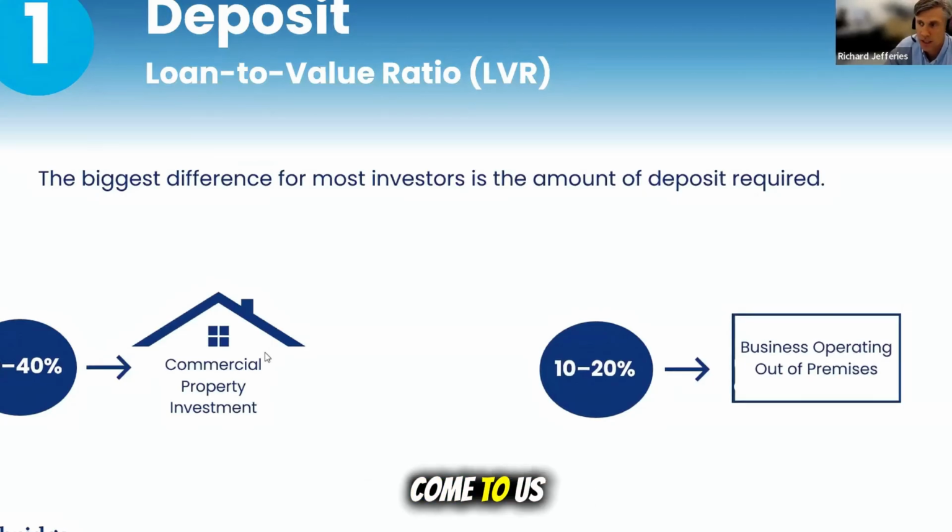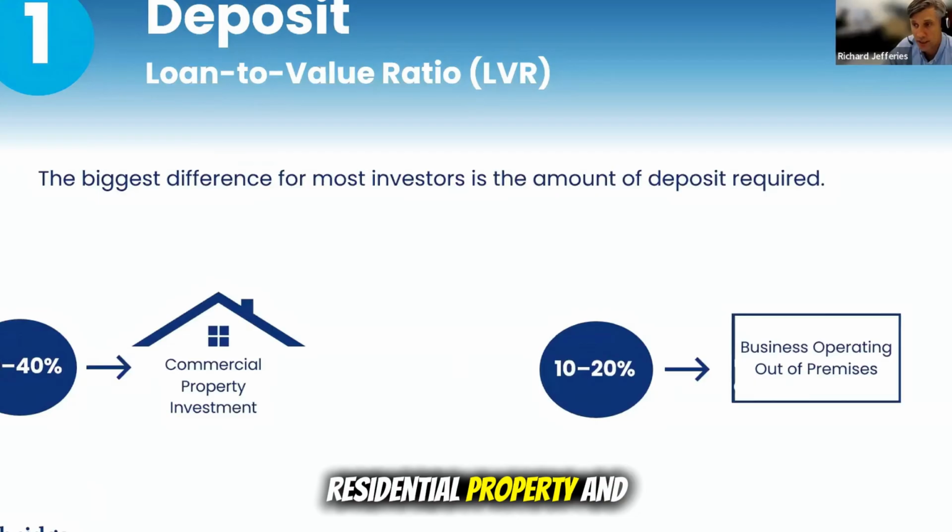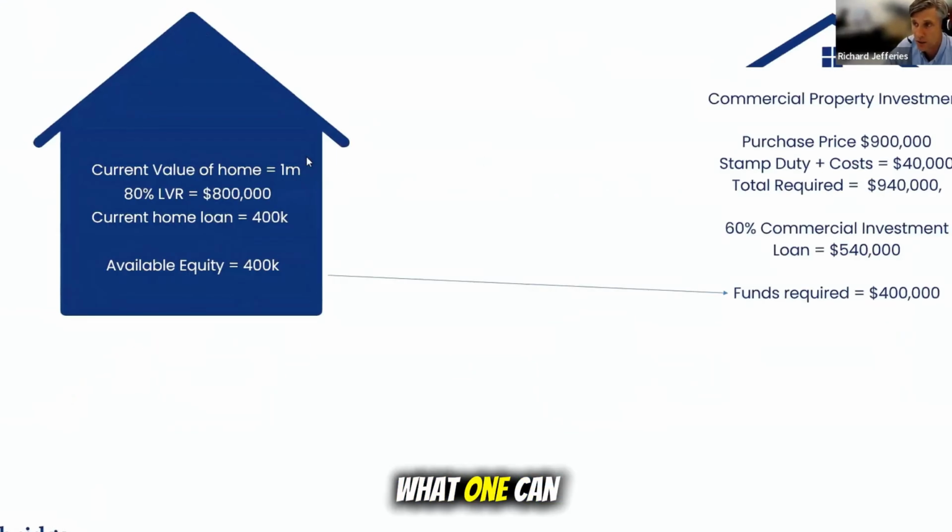Now, a lot of investors, or people looking to buy commercial property, will come to us and say, look, I just don't have that cash in the bank for the deposit, but we do have equity in residential property. In that case, look at this example of a residential property valued at $1 million. Banks will let you access equity up to 80%, so up to a ceiling of 800,000. If the current home loan is 400,000, there's a further 400,000 available to be drawn out and placed as a deposit on a commercial property.